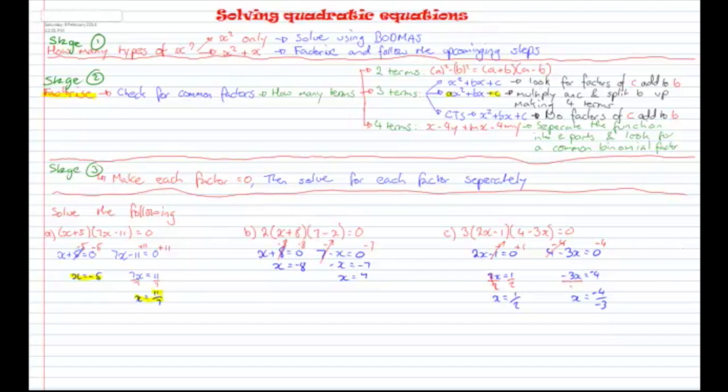Then we divide both sides by −3, and of course the −3s cancel each other out, and we have −4 divided by −3. The two negatives together give us x = 4/3. So what that means is if I substitute in x = 1/2 or x = 4/3 into the equation up here, you'll end up getting an answer of 0.